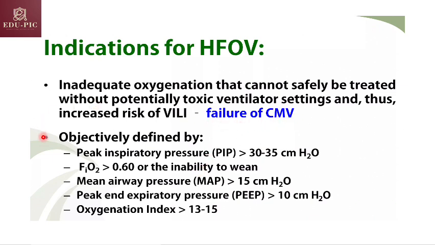Objectively, you can say if you have a PIP, or peak inspiratory pressure, more than 30 to 35, this is an indication. FiO2 more than 60 or inability to wean. Or MAP more than 15, this is an indication as well. PEEP more than 10 or oxygenation index more than 13 to 15. And we will come to details on how to calculate the oxygenation index.